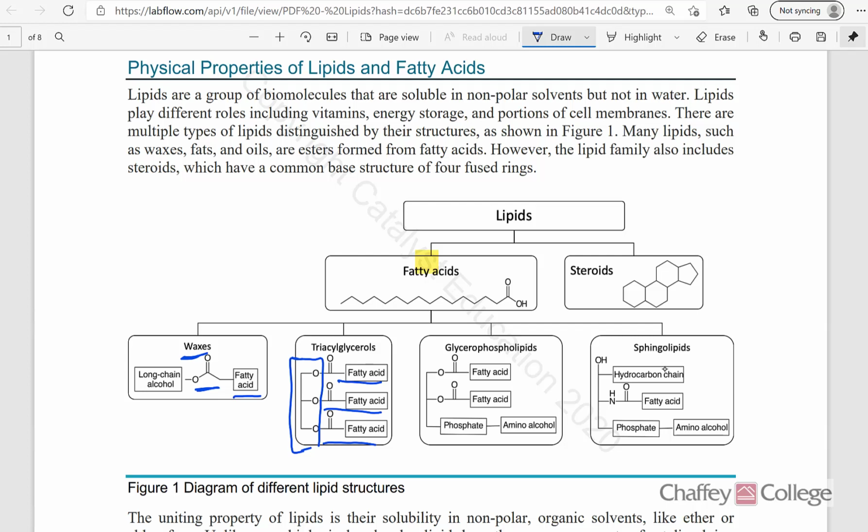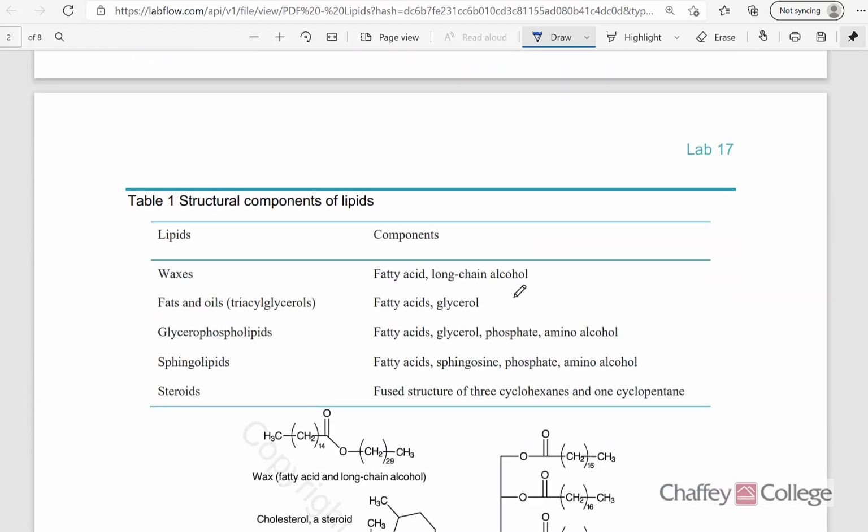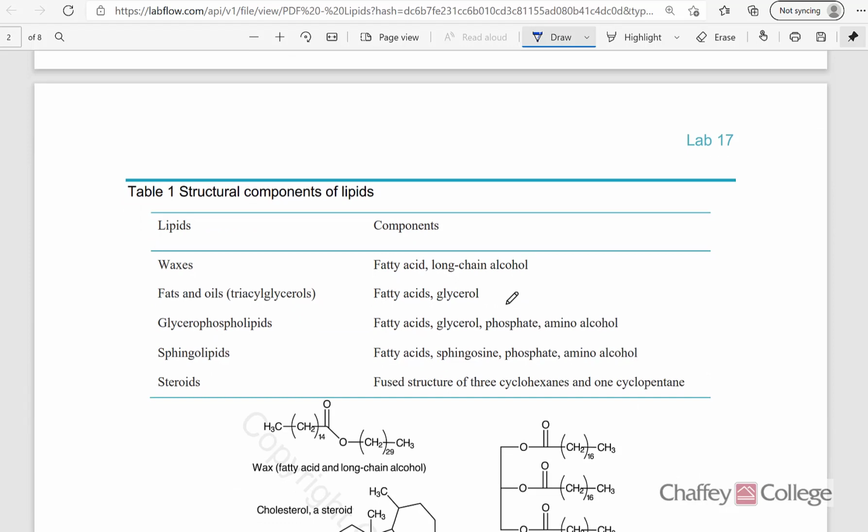In glycerophospholipids, again we have a similar glycerol backbone, but it only has 2 fatty acid chains, and on the third side we have a phosphate and amino alcohol functional group. And finally, sphingolipids. So these are the main categories of lipids, and in this lab we are going to take a look at various physical and chemical properties. In physical properties we are going to look at their appearance, their solubility, and similar properties.